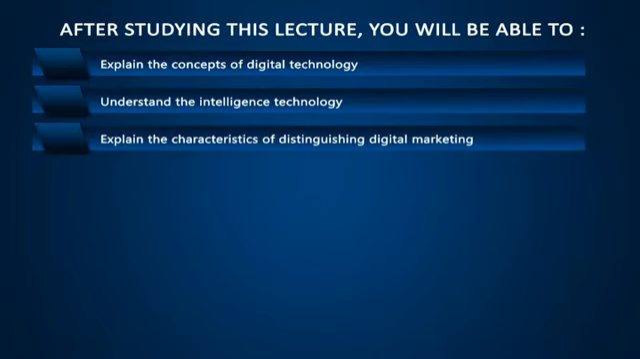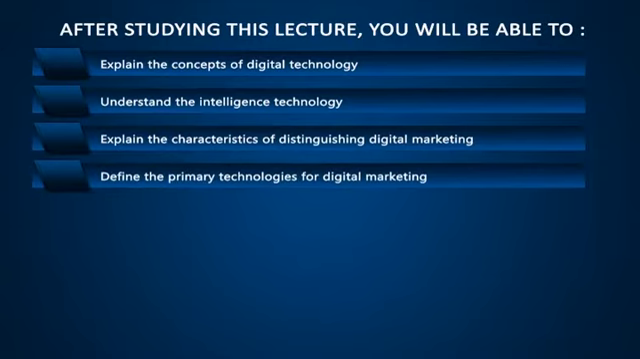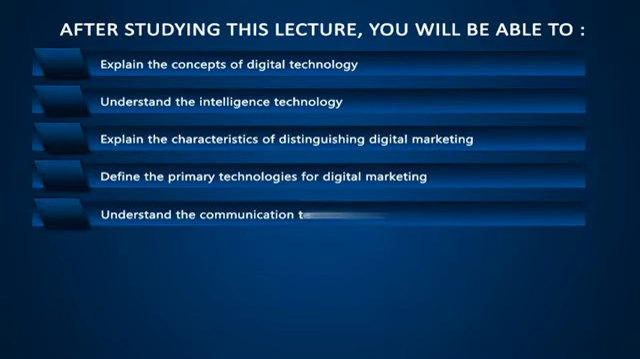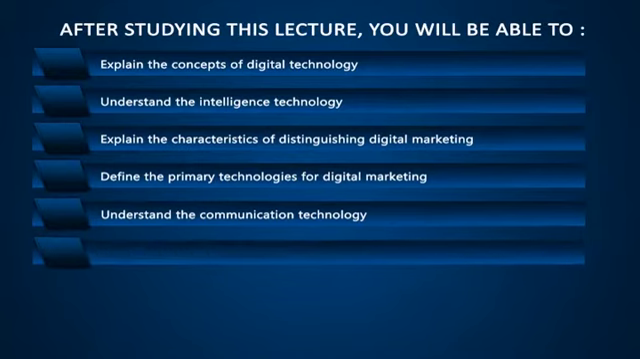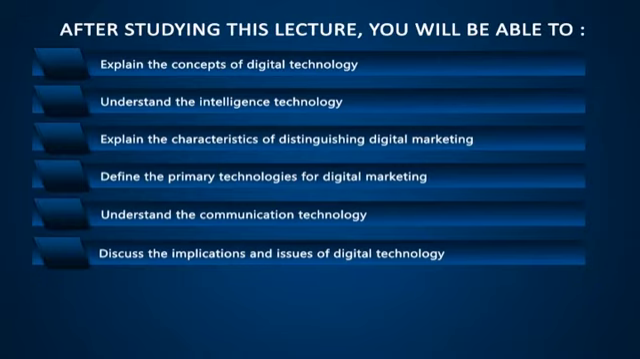3. Explain the characteristics of distinguishing digital marketing. 4. Define the primary technologies for digital marketing. 5. Understand the communication technology. And 6. Discuss the implications and issues of digital technology.